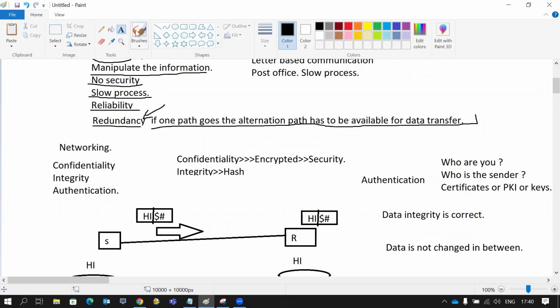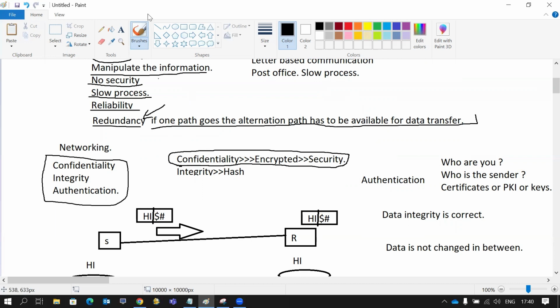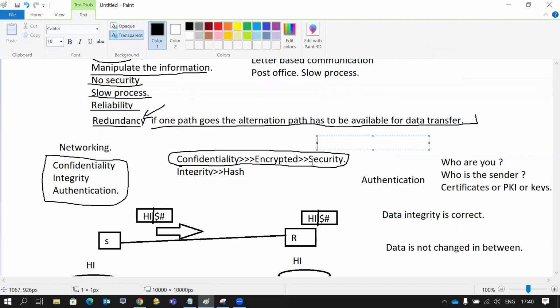Now, what is the advantage of networking? It offers confidentiality, integrity, and authentication. What is confidentiality? Confidentiality means data is encrypted for security purposes. If you take the example of your WhatsApp, there would be a message that data is encrypted from end to end. End to end means from one end, the sender, to the other end, which is the receiver, by using an advanced encryption system, which is AES.